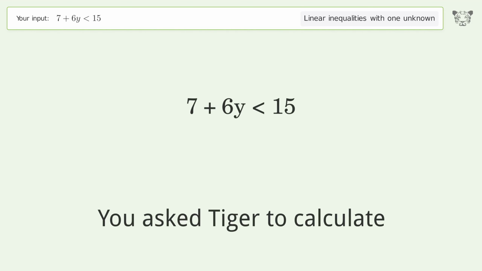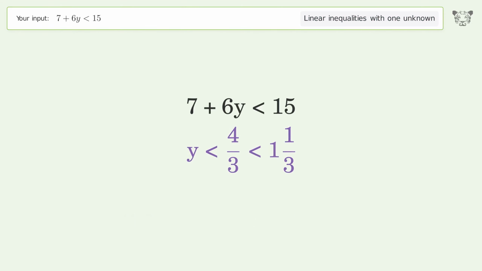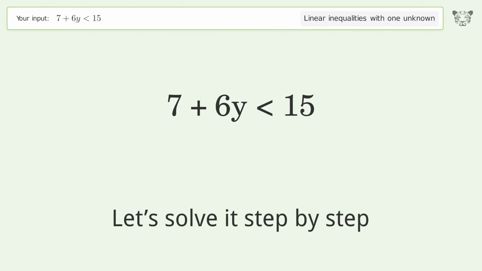You ask Tiger to calculate. This deals with linear inequalities with one unknown. The final result is y smaller than 4/3 smaller than 11/3. Let's solve it step by step.